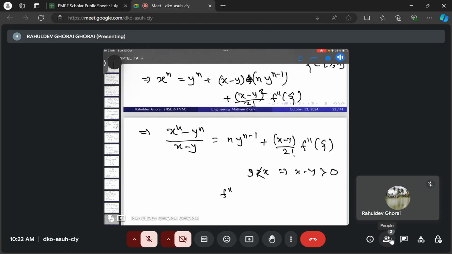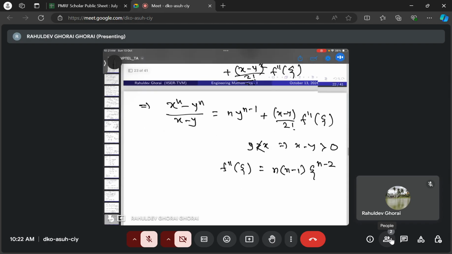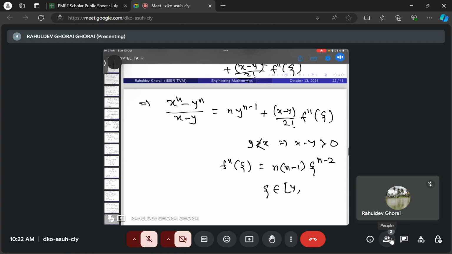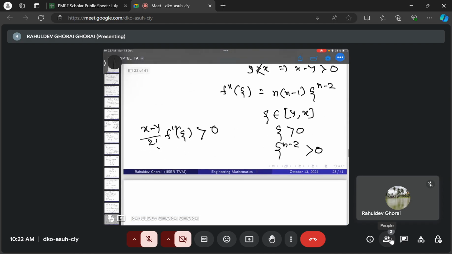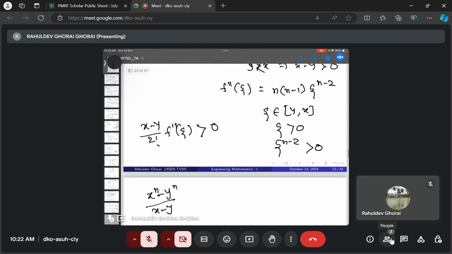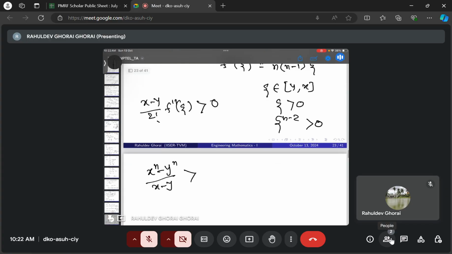Now what about f double prime (xi)? So f is x to the power n, so f double prime will be n times (n minus 1) times xi to the power n minus 2. Now you see xi belongs to (y, x), and y and x are all positive, so xi is positive. So xi to the power n minus 2 will also be positive. So that implies (x minus y) over 2 factorial f double prime (xi) is positive. That implies (x to the power n minus y to the power n) over (x minus y) will be strictly greater than n times y to the power n minus 1.